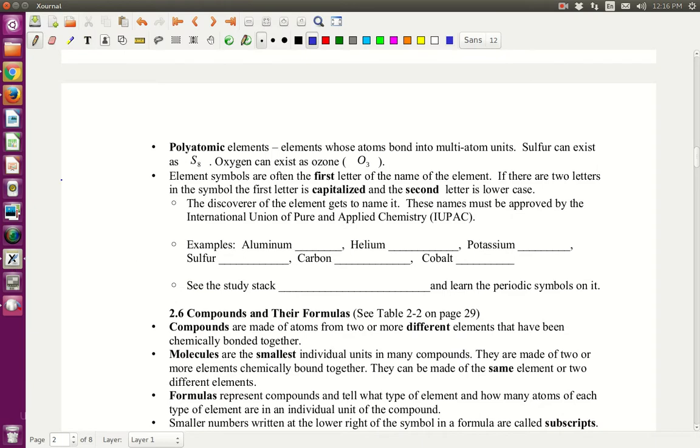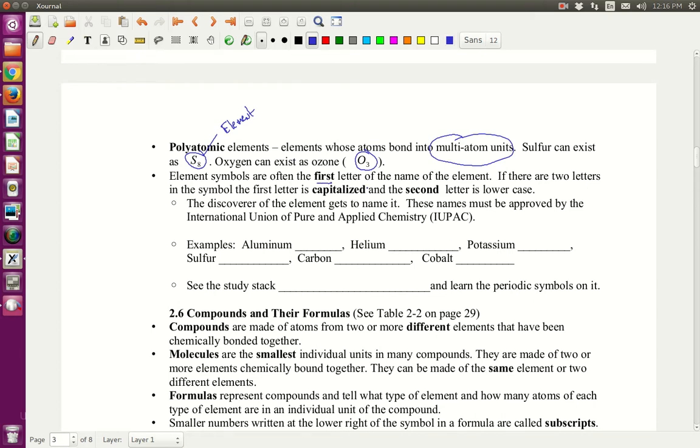Polyatomic elements are elements whose atoms bond in multi-atom units. That means more than two, basically, we're talking about. Like sulfur. Sulfur can exist as S8. That is still a pure element because it just has 8 sulfur atoms stuck together. Oxygen can exist as O3. That's still a pure element. It's called ozone.